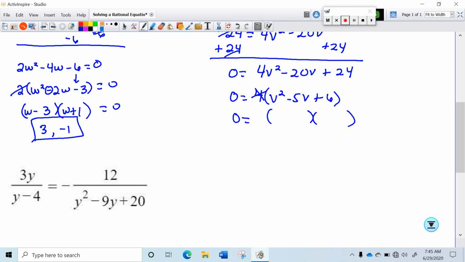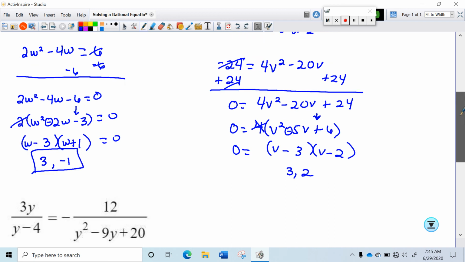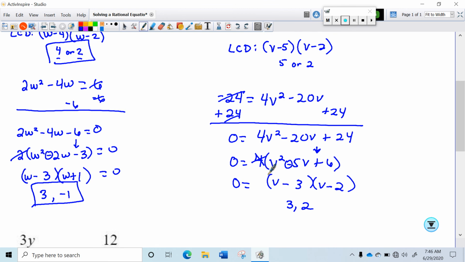Two sets of parentheses, splitting up your V's, bring down the first sign, last sign's positive, that means use the same thing you just used. I want the factors of 6 that when I add them equal 5. That's 3 times 2. The opposite of negative 3 is positive 3. The opposite of negative 2 is positive 2. So we've got 3 and 2. However, we said 2 cannot be one of our answers. So the final answer is just 3.